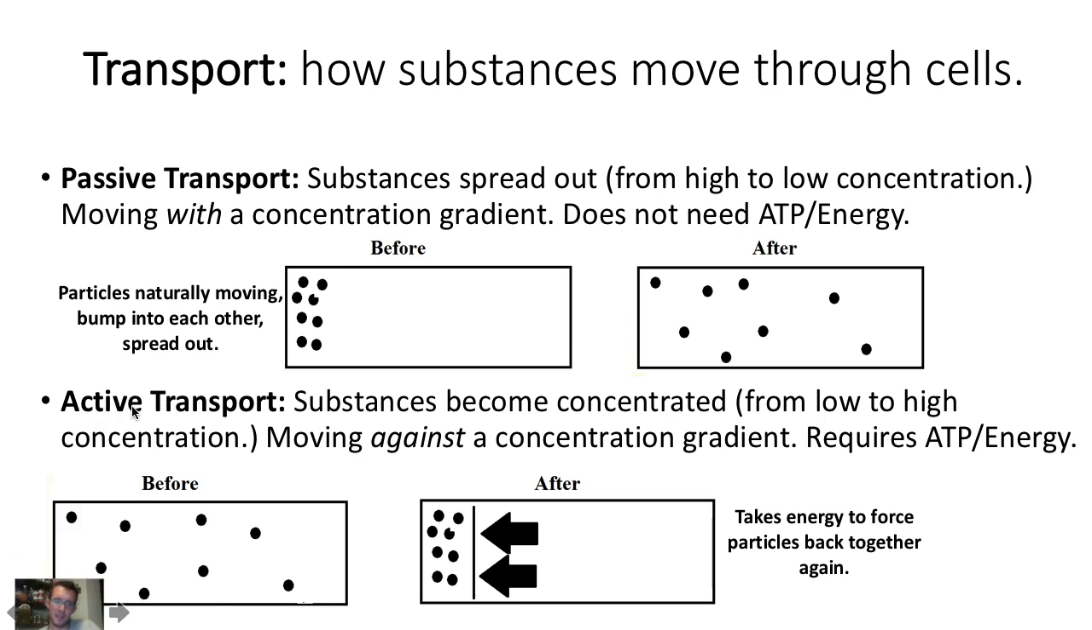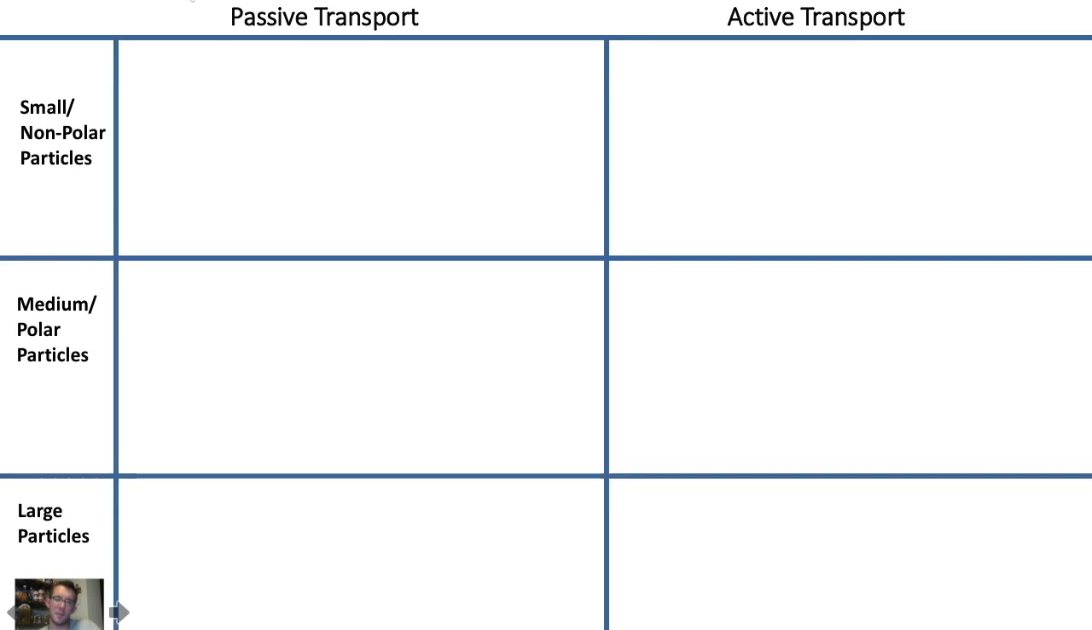The opposite of passive transport would be active transport, which occurs when the substance becomes more highly concentrated. And this process generally requires energy because the substance is naturally trying to spread out in order to make the substance more concentrated. So the type of transport that our cells use depends on the type of particle that they're trying to push in or out of the cell.